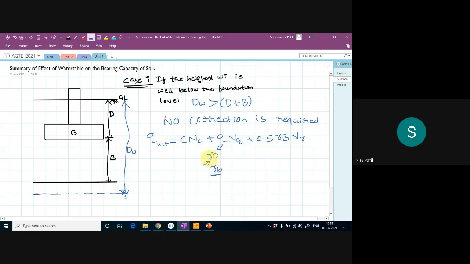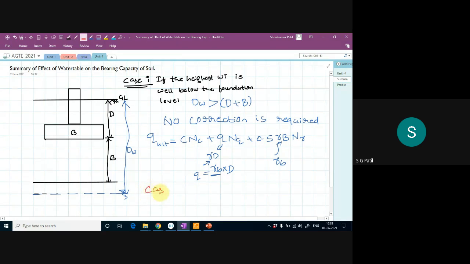This gamma is there now. Gamma bulk into your depth of footing will give me the Q value. But here also your gamma is nothing but your gamma bulk only. So there is no change at all. No correction is required.